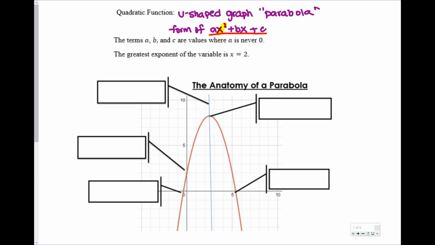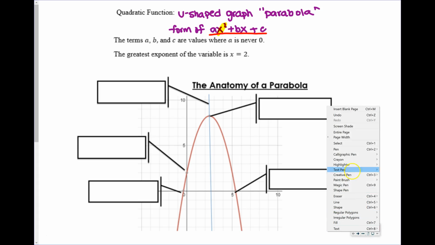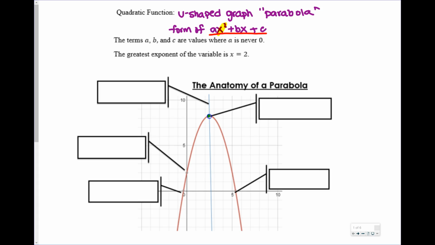There are several main features of a parabola. The first one is called the vertex. That's this point right here. The peak of the curve is called the vertex.